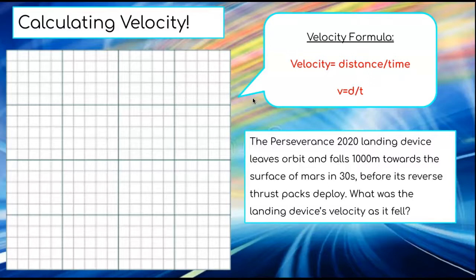So we know in order to determine or to calculate velocity, we will need to know the distance traveled as well as the time of travel. This example tells us directly that the distance traveled by the landing device is 1,000 meters and that the time it took to travel that distance was 30 seconds. So now all we need to do is plug those values into our velocity formula, v equals d over t, which will look like velocity is equal to 1,000 meters over 30 seconds.